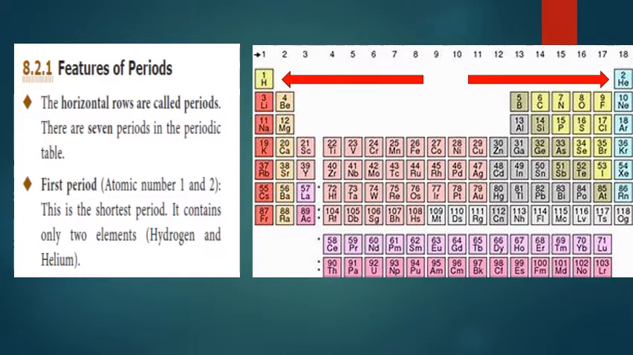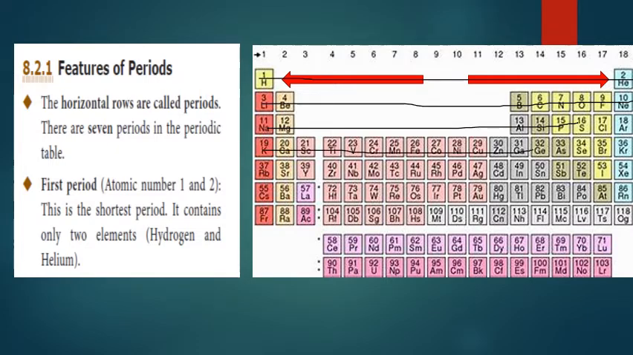Features of periods. Horizontal rows are called periods. There are seven periods in the periodic table. The first period, second period, this one is the third period, this is the fourth, this is the fifth, this is the sixth period, this is the seventh, last period.